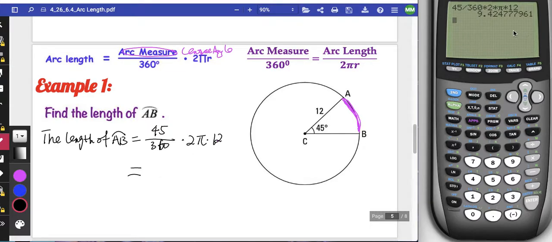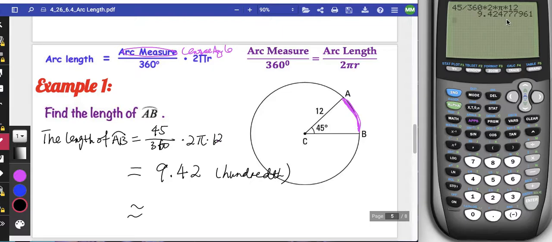If I round it to the hundredths, then we know we are going to keep the 2 digits, so it's going to be 9.42, right? So this is the nearest hundredths. And sometimes we might need to round it to the nearest thousandths. Thousandths means keep the 3 digits, so it's going to be 424.